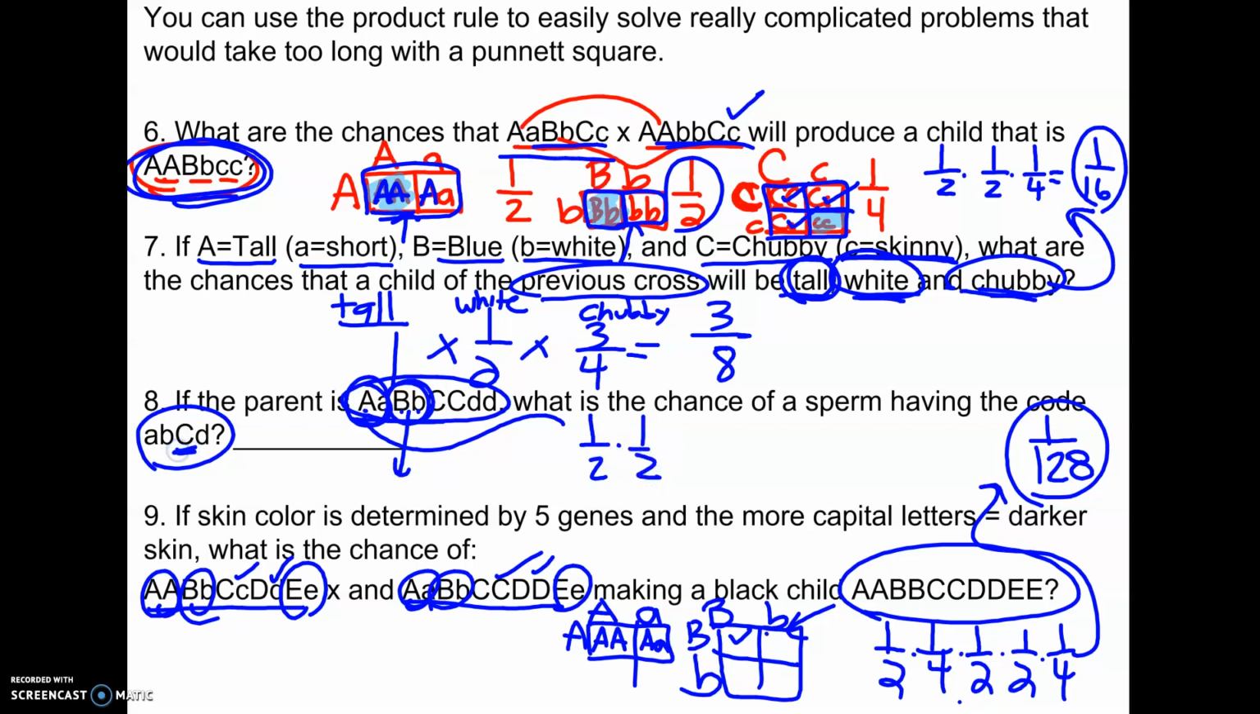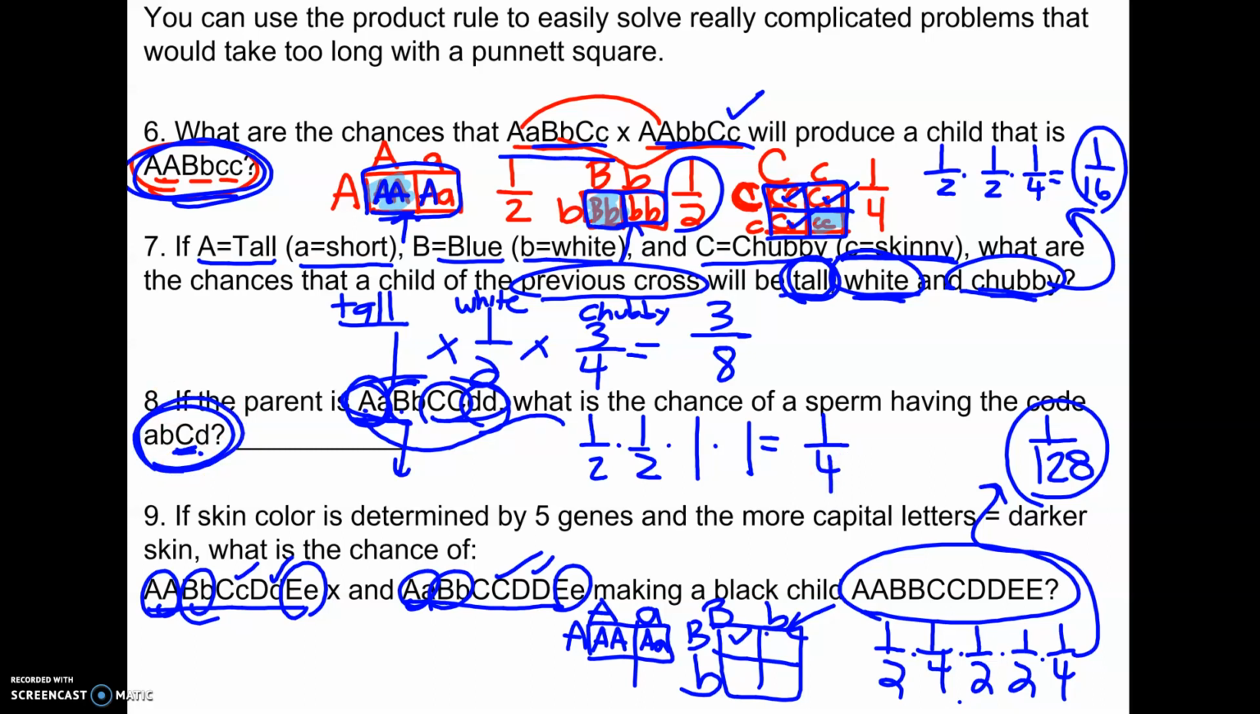What are the chances of big C? Now be careful here. Notice that this parent is big C, so the only thing they can give is a big C. So 1 out of 1. And then the chance of little d, same thing. They can only give a little d. So 1 out of 1. So it would only be a 1 in 4 chance of making this particular sperm.